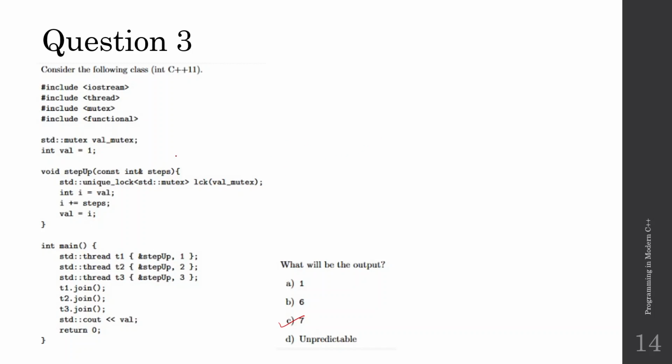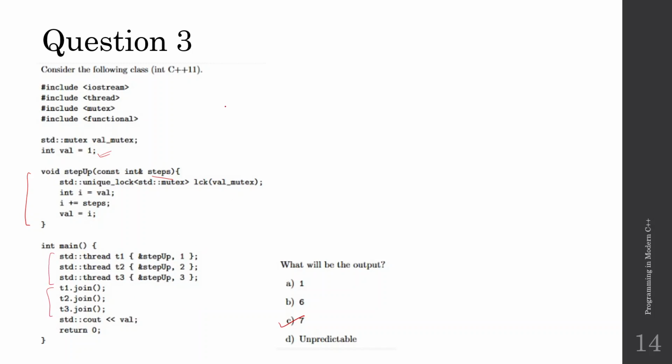Here you can see that we have a function called step up, which does these computations. Basically, it takes the number of steps and it adds it to this val variable. Then we are calling three threads with different arguments, and we are also waiting for them to join.